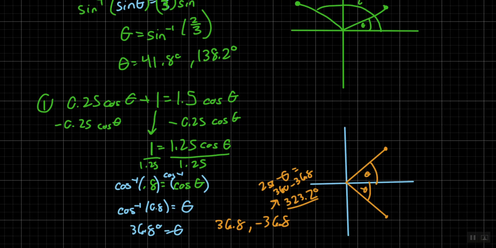Wait, 360 minus our theta. Because 360 is the same as 2 pi, right? So if I'm down here, if I go a full circle, and I go minus whatever theta is, I'm still right here. And that's just the positive version of it.